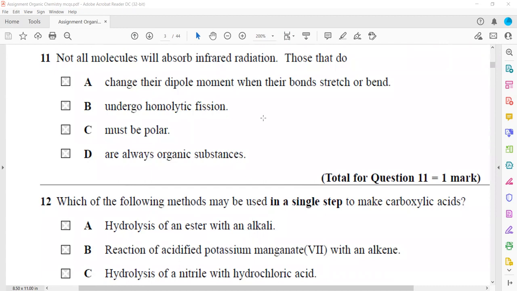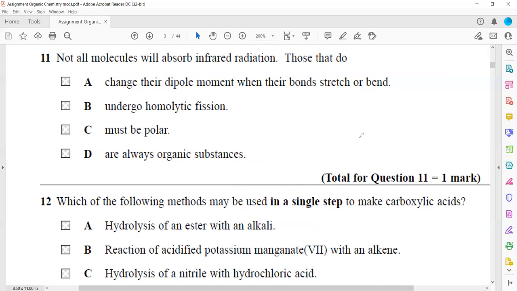Not all molecules will absorb infrared radiation, only those that do. So all molecules are not able to absorb infrared radiation, but for those molecules which absorb, what should be the condition? Because when the molecule absorbs, they tend to bend and stretch.